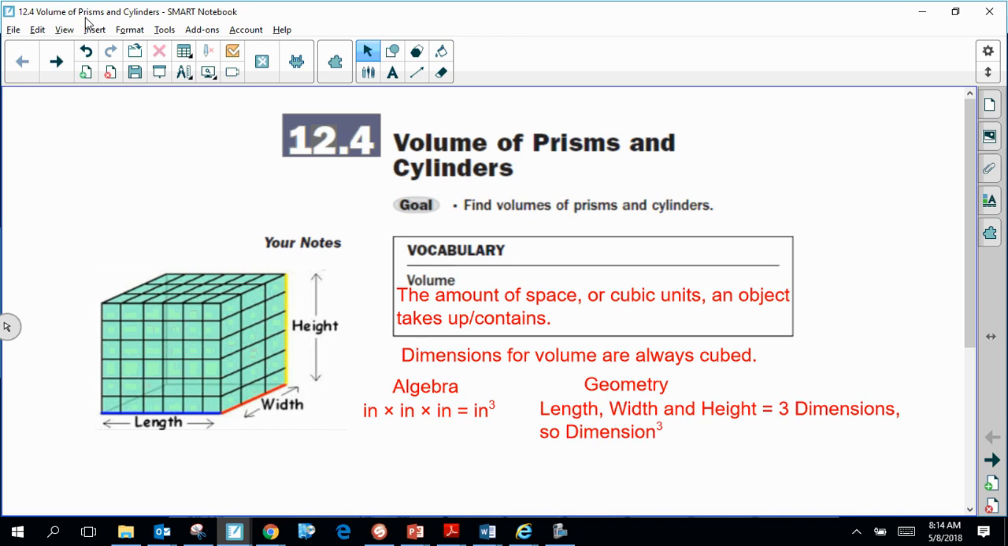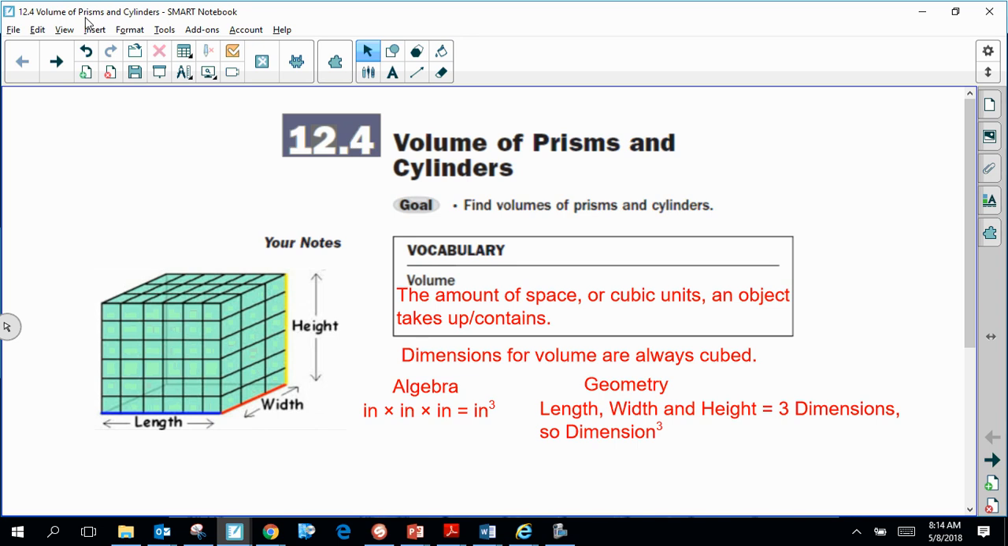Volume generally is considered the amount of space that something occupies. In geometry, when we refer to the volume of something, whatever it is, we always use whatever the unit of measurement is as that unit of measurement cubed. So centimeters cubed, inches cubed.